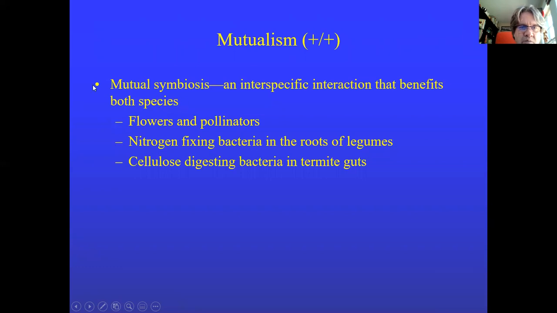We've mentioned this. Mutualistic symbiosis is an interspecific interaction that benefits both species: flowers and pollinators, nitrogen-fixing bacteria in the roots of legumes, cellulose-digesting bacteria in termite guts, right? A lot of examples of these.